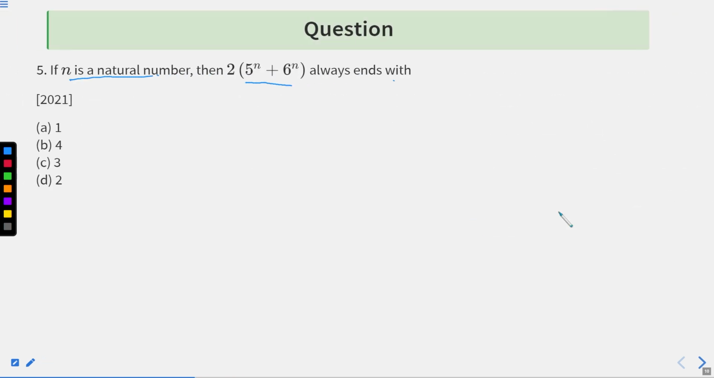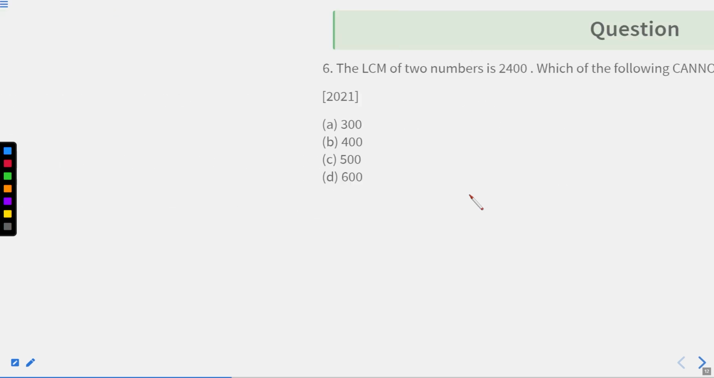Okay, so here this number 2 times 5 to the power n plus 6 to the power n will always end with 2. So it will not end with 1, not 4, not 3. Okay, so basically if n is a natural number, then 2 times 5 to the power n plus 6 to the power n always ends with 2. Here option D is the correct option. Okay, now let us move to the next question.